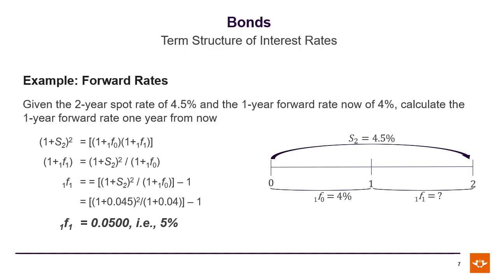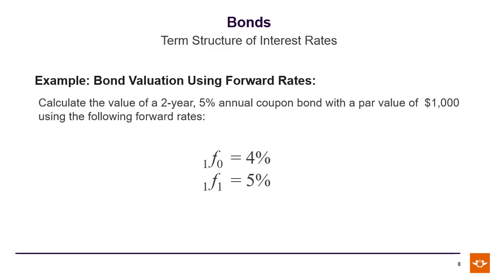In this example, we're going to look at valuing a bond using the forward rates. So we need to calculate the value of a 2-year bond with a 5% annual coupon, a par value of $1,000, using the forward rates of 4% and 5% as given.